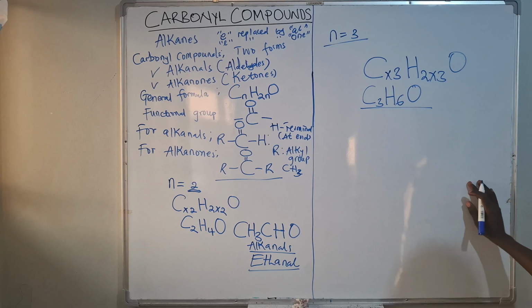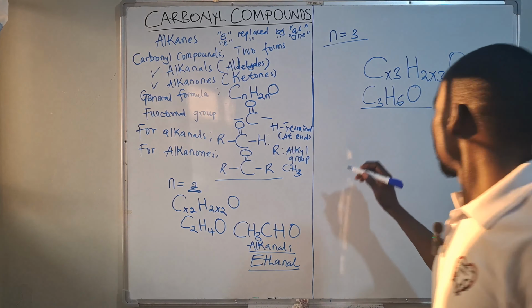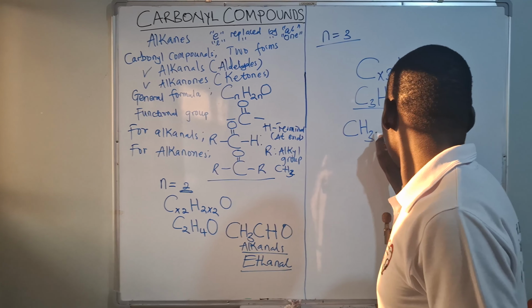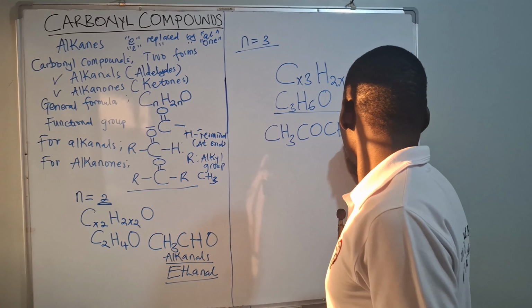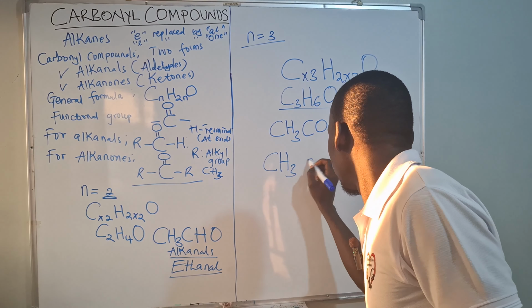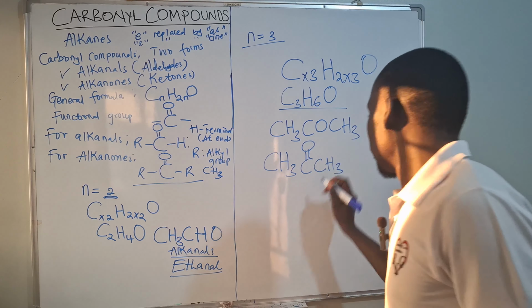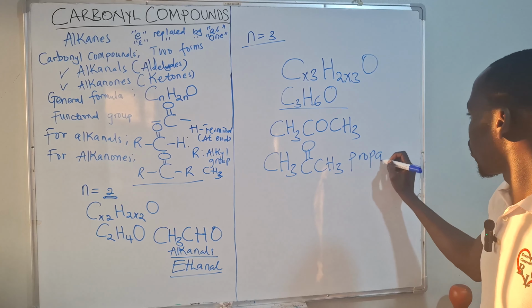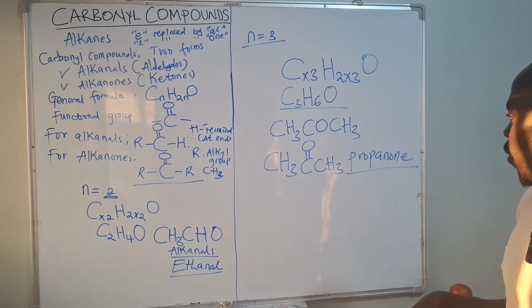Now, if this is the case, we shall put it structurally to bring for us alkanones. So here we shall say CH3CO, and CH3. If that looks awkward, it can be written as CH3, then I put the double bond, put the oxygen there, then I have CH3. Here, this is what we call propanone. This naming is simple for someone who has been following.